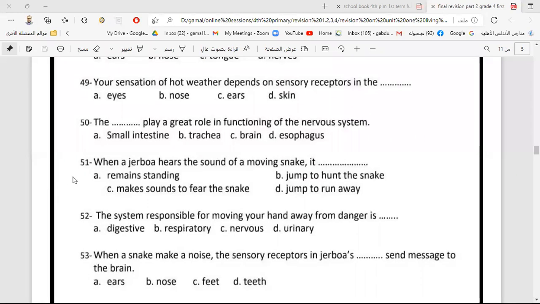Your sensation of hot weather depends on the sense receptor in the skin. The skin. Your sensation of hot weather depends on the sensory receptor in the skin. Very good, my son. The skin feels the temperature, feels hot objects and cold objects. Very good, my son.